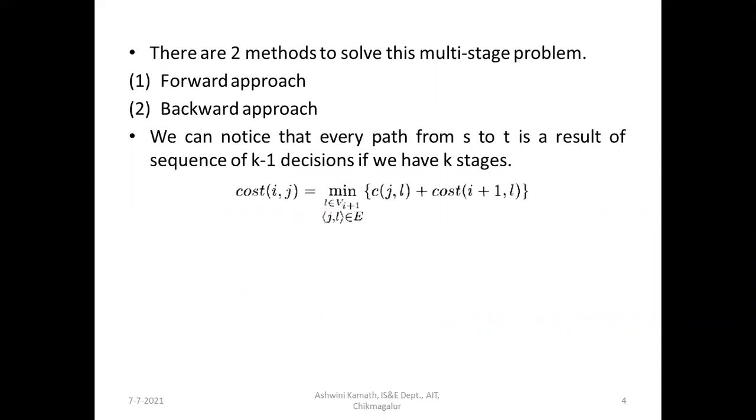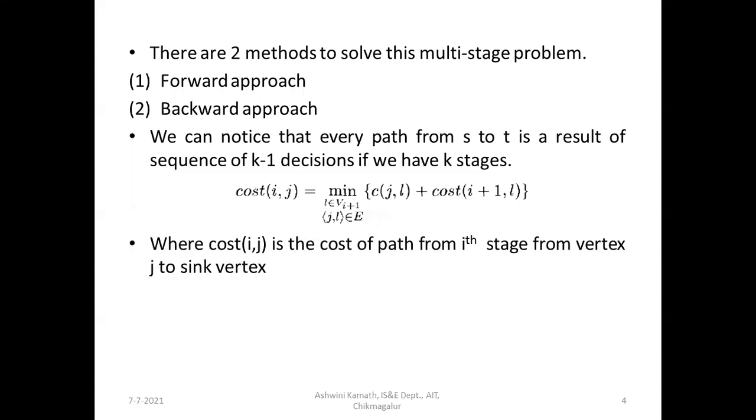So to find cost of I comma j, which is equal to minimum of C of j comma L plus cost of I plus 1 comma L, where L belongs to Vi plus 1 and j comma L belongs to E. I'll tell you what all these notations are. Cost of I j is the cost of the path from the ith stage, vertex j, where j is the vertex from the ith stage, to the sink vertex.